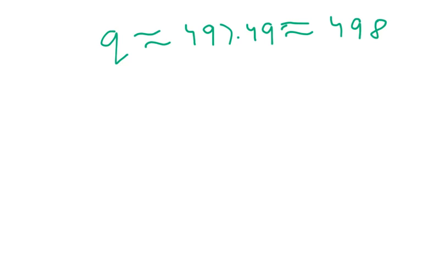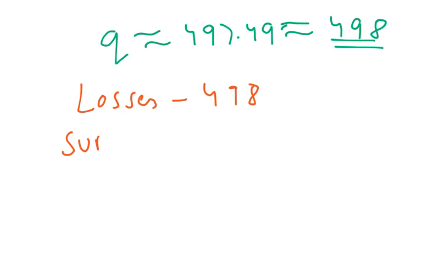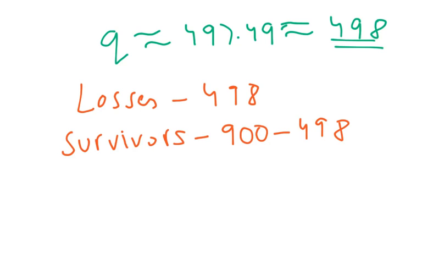So 498 is the number of soldiers killed in the battle. So the losses are 498 and survivors of the Q army are 900 minus 498, which is 402. So this is Lanchester's square law. This is how we understand the dynamics of a battlefield using a simple system of differential equations.